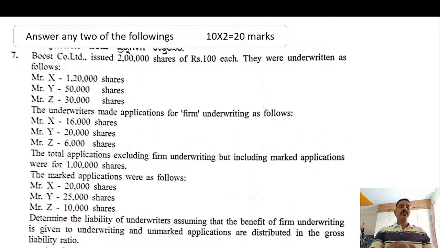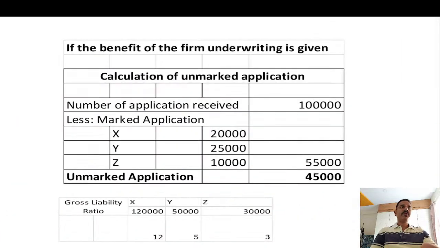Otherwise what will happen? You will see, if you don't do those working notes, it's very difficult to solve this type of questions. So first see what are the working notes we have made here. If the benefit of firm underwriting is given, first we have to calculate the unmarked applications. In 5 marks questions also this is very important. You have to make a calculation of unmarked applications. Then if gross liability ratio is not given, you have to do the calculation.